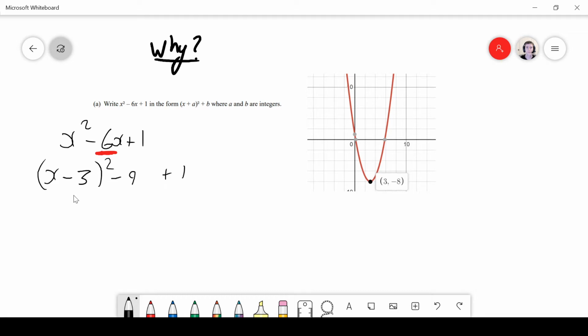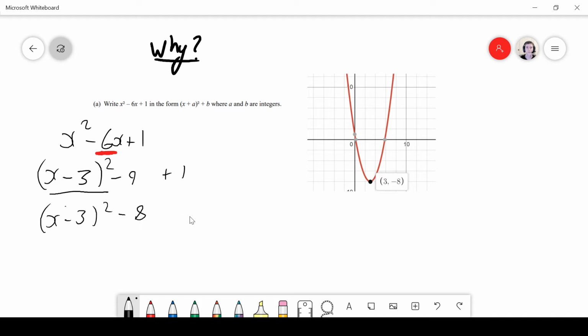So we're taking away 9 because when you actually expand this bracket out, we get x squared minus 6x plus 9, because minus 3 times minus 3 is 9. And then, of course, we have the plus 1 that was already outside. But that's not in the form that we want, because that's not x squared minus 6x plus 1. That's why we have to take away this 9. So whatever number is inside this bracket, whatever half of the coefficient is, we're going to square that and take it away on the outside. And so then this ends up being x minus 3 all squared, take away 8.